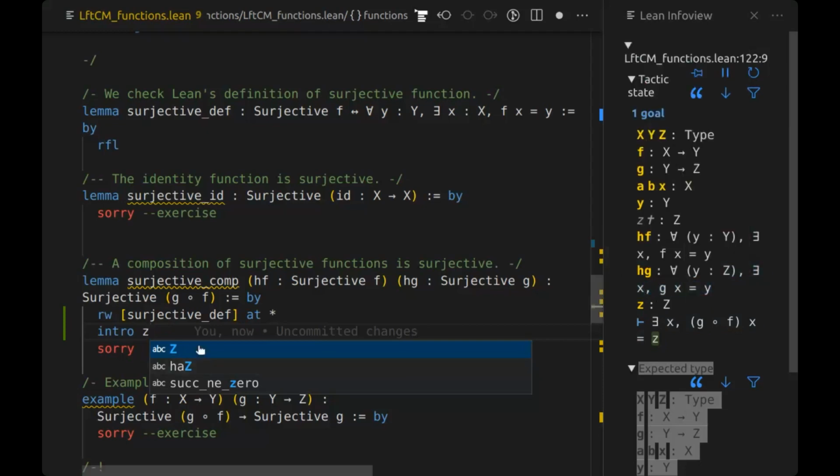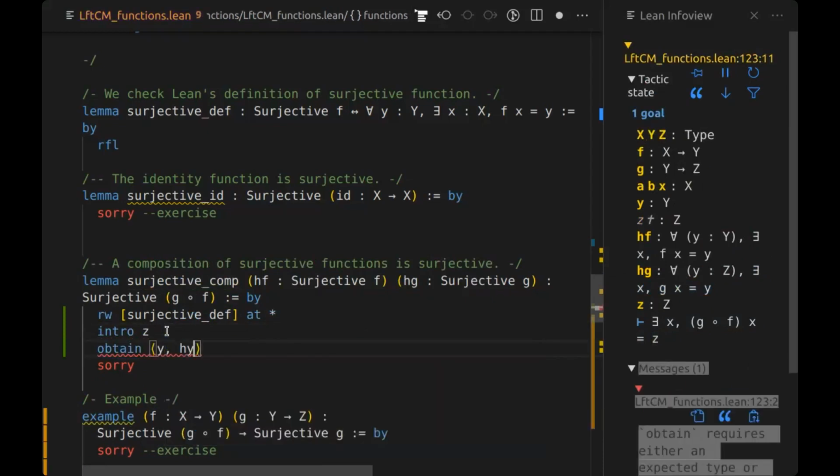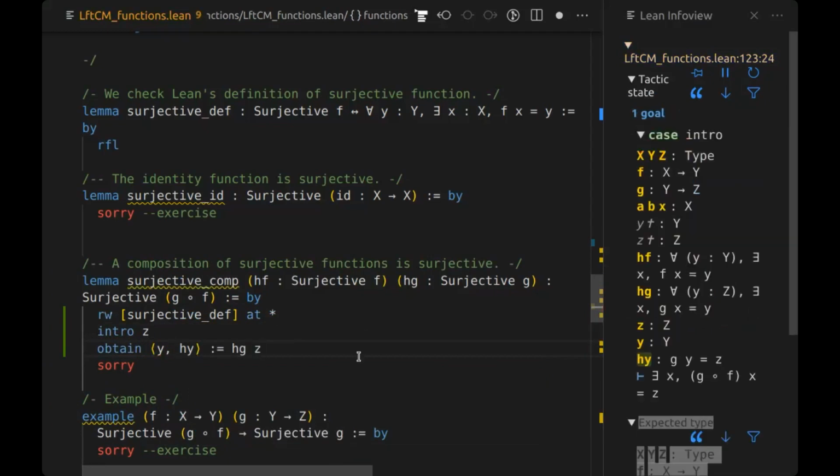Okay. I can do this with the tactic obtain. So obtain y, hy from hg z. So if I do this, this is going to give me the element y and a proof hy that g of y is equal to z.